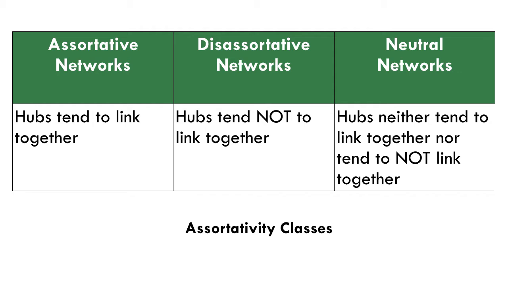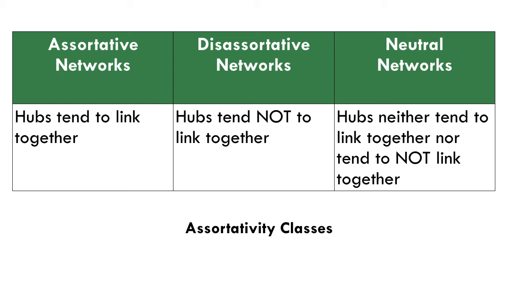And then we also talked about neutral networks. These are networks where nodes with a high degree sometimes will link to other nodes with a high degree, but sometimes they'll link to nodes with a low degree. So there's really not a correlation between the node's neighborhood structure, its role as a hub, and its tendency to connect to other types of nodes. In the next few videos, we'll keep talking about different ways to determine which class different networks belong to.